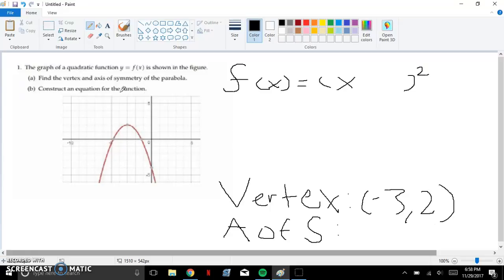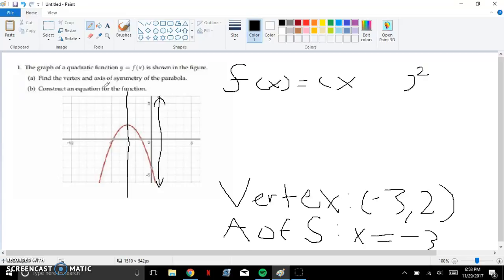Now the axis of symmetry is when a line cuts through a graph and it folds over on itself and it is symmetrical. So this line, as some people know, is a vertical line through -3, like say if I were to graph the line x equals 1, this would be that graph. So in this case the axis of symmetry is x equals -3. Okay, so now on to part B.